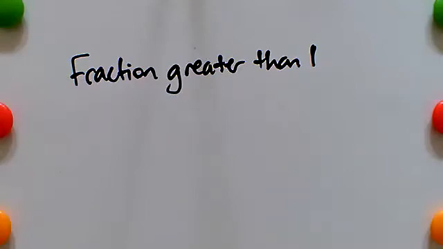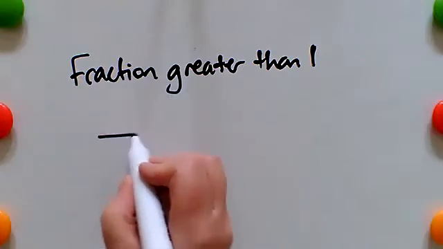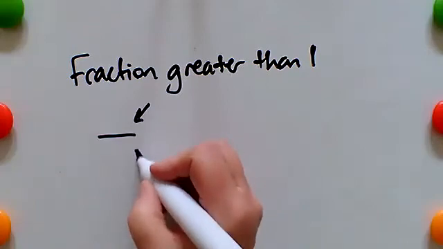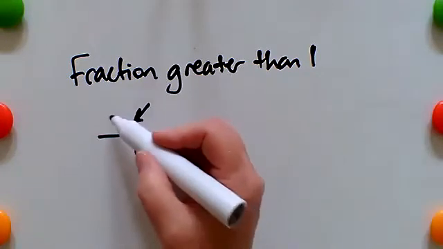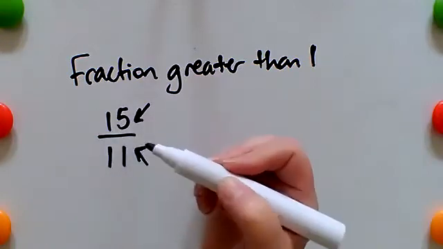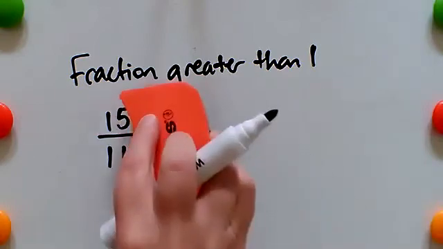The first part of this question asks us to identify a fraction from the list that was greater than 1. Now, a fraction that is greater than 1 is going to have a numerator, so the number at the top, has got to be larger than the number at the bottom. So the example that we had, the number to pick would have been 15 over 11. So a greater numerator than denominator.